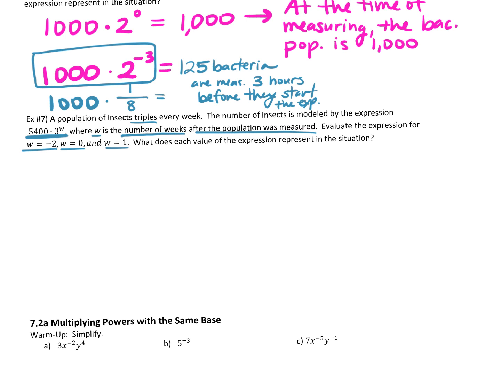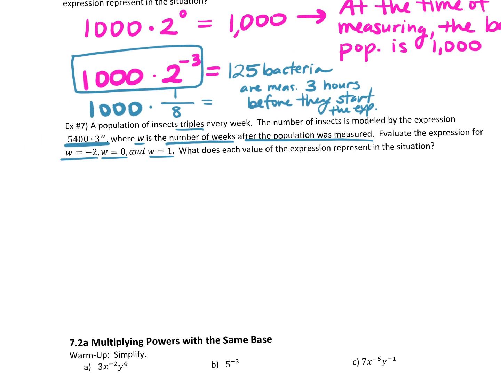What'd you get for the negative 2? 600. Okay, so you have 5,400 times 3 to the negative 2nd power. If you plug that into your calculator, you could do this if you don't want to just plug it into your calculator. This would be 1 over 9, right? So 5,400 essentially divided by 9. But you get 600.